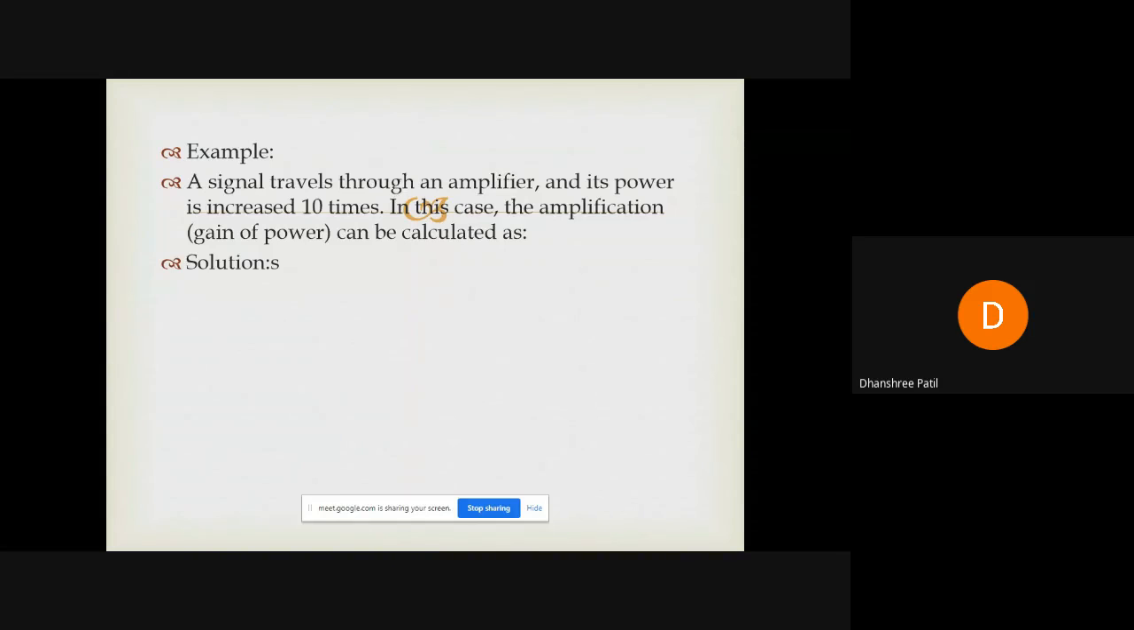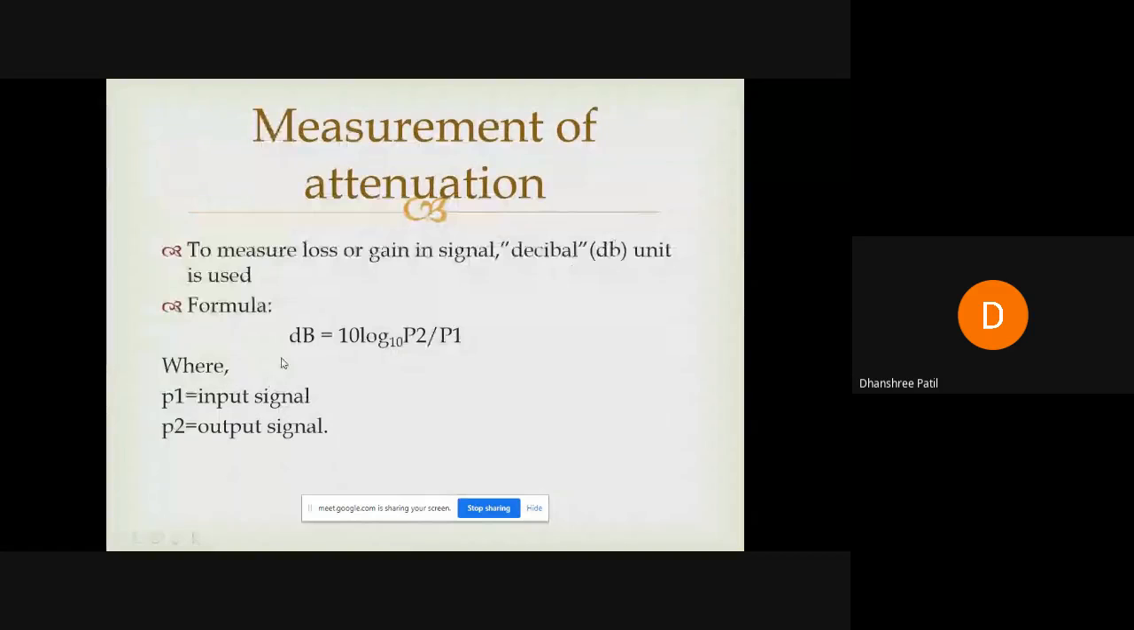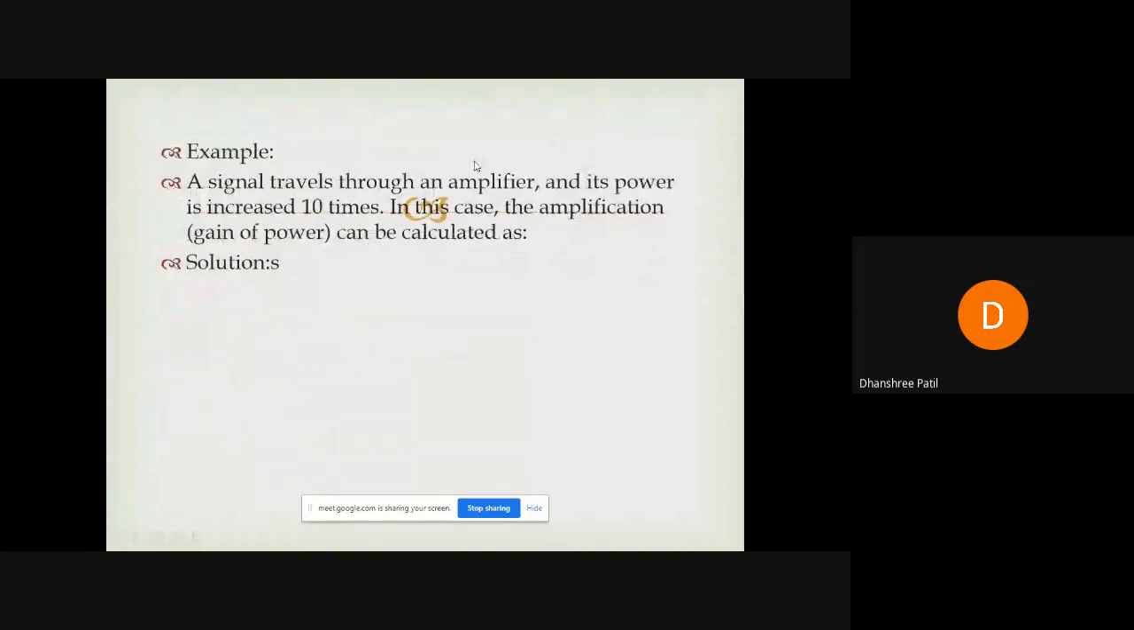Because at the receiver side, the signal we are getting is 10 times the original signal, which means P2 equals 10 P1. Now we have to calculate the same thing. In this case, the amplification, which is the gain of the power, can be calculated using the same formula. First write this formula: dB equals 10 log to the base 10 of P2 by P1. Right? Solve this example and tell me the answer. What will be the answer?